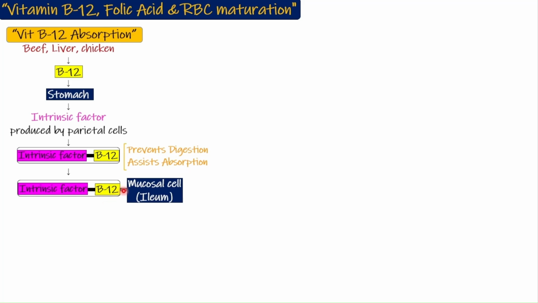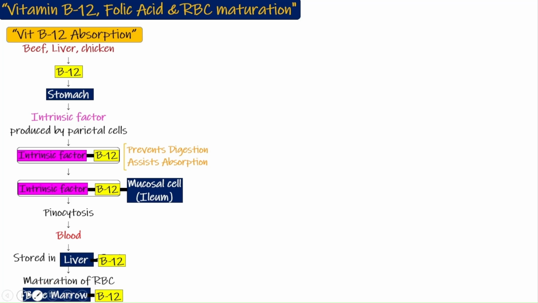and gets it absorbed into the mucosal cells of the ileum. When the vitamin B12 is absorbed into the mucosal cells of the ileum, it moves into the blood via pinocytosis. So finally, the vitamin B12 we have eaten goes into the blood. From the blood, the vitamin B12 goes into the liver, and in the liver, it is stored. And this vitamin B12 will be used by the bone marrow whenever the maturation of RBC is needed.